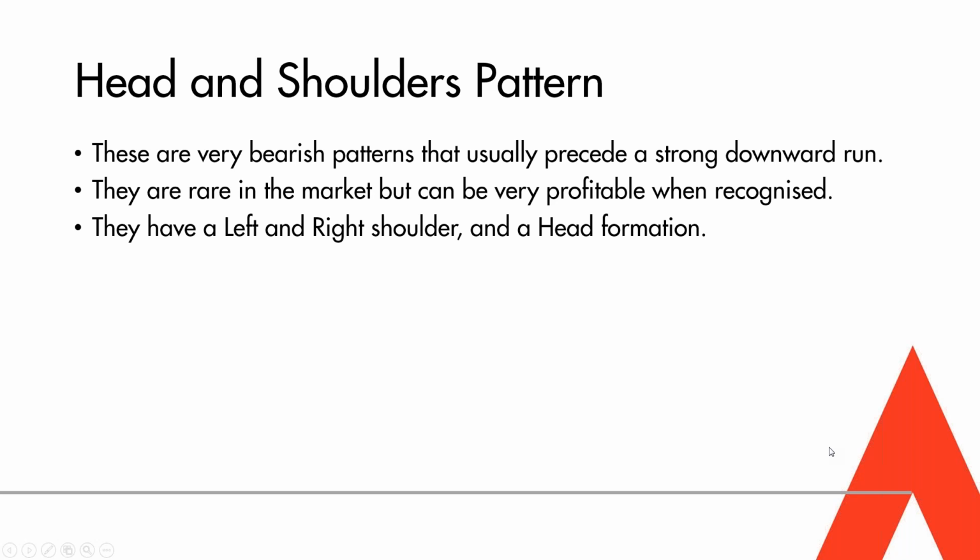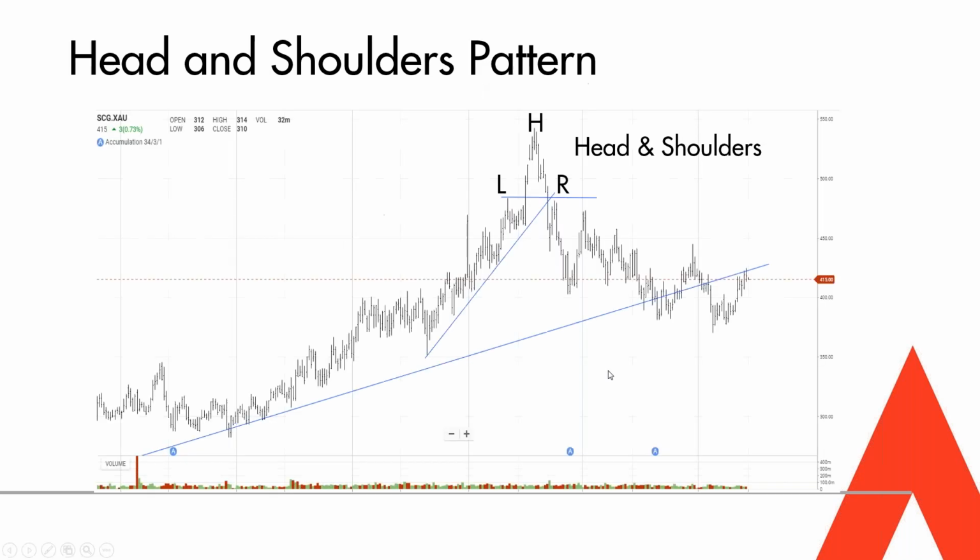Head and shoulders patterns are bearish patterns. They usually precede strong downward runs. They're reasonably rare in the market, but can be quite profitable if you recognize them. They have a left shoulder, a right shoulder, and a head formation. So let's take a look at the head and shoulders pattern. So this is head and shoulders.